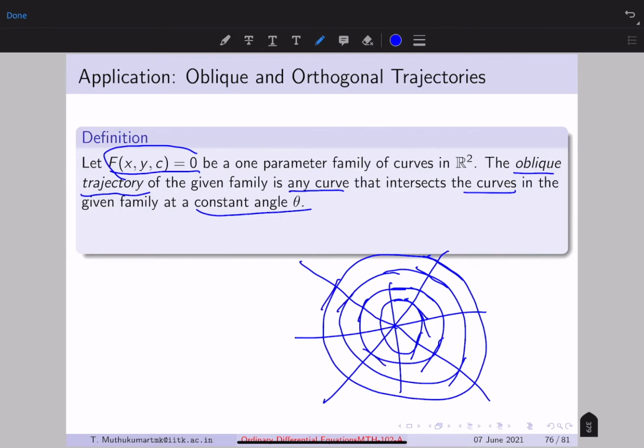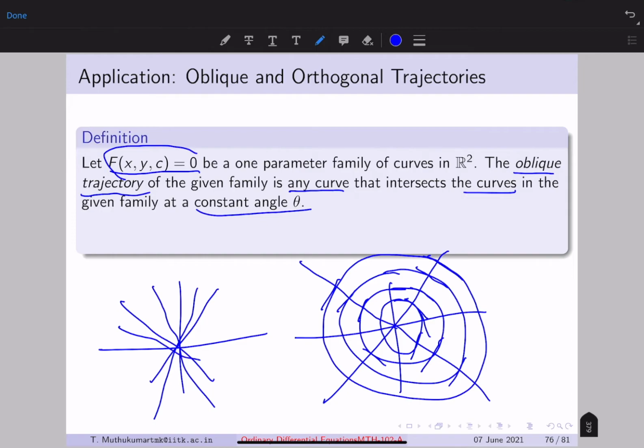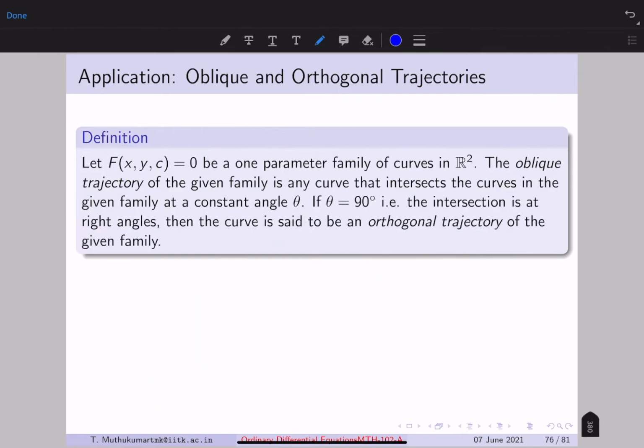So you have two families of curves. One is the family of straight lines which pass through the origin, and then you have the family of circles. They both intersect at right angles. Suppose you have two families of curves which intersect at some angle which is not 90, then it's called an oblique trajectory. If they meet at a right angle, it's called an orthogonal trajectory.